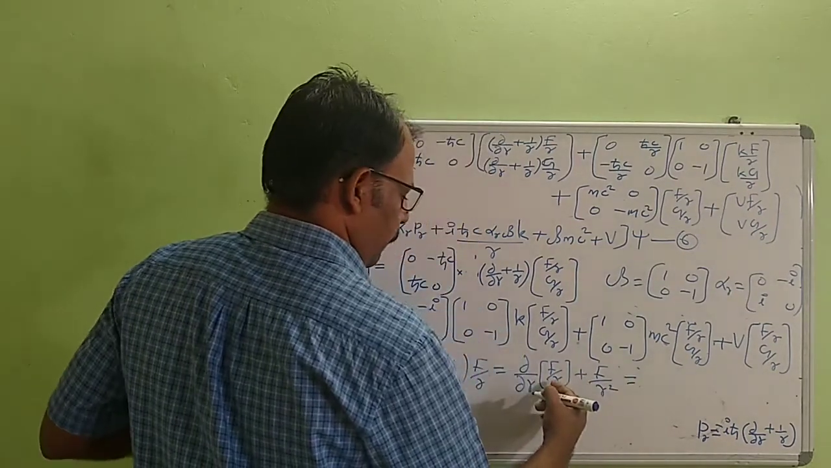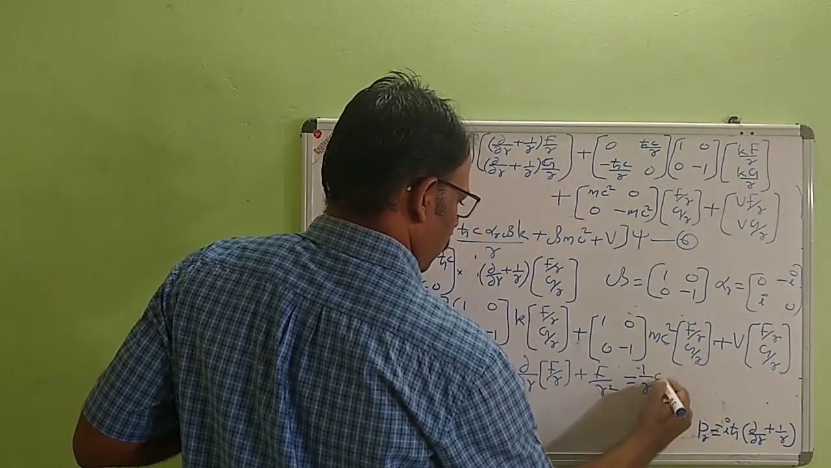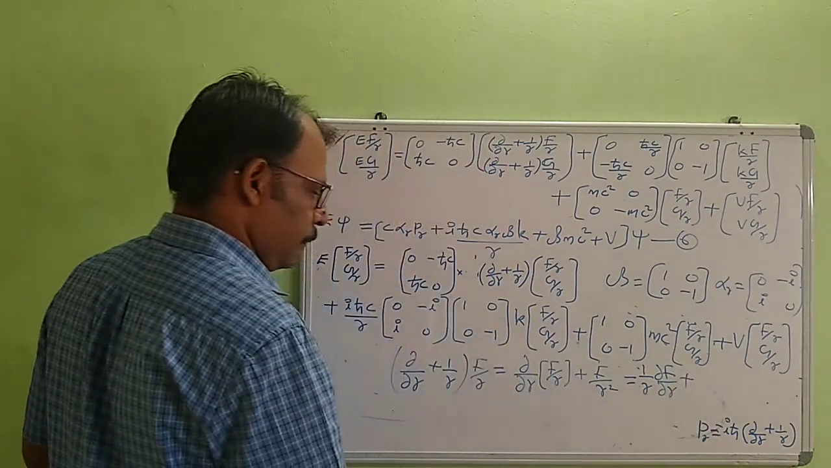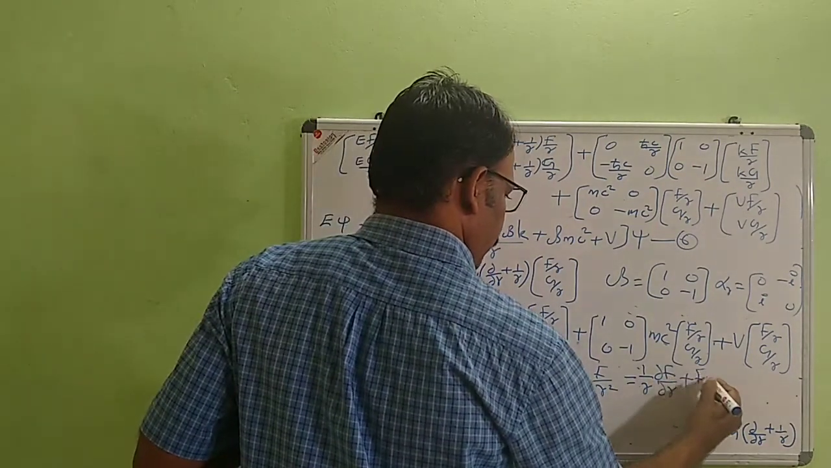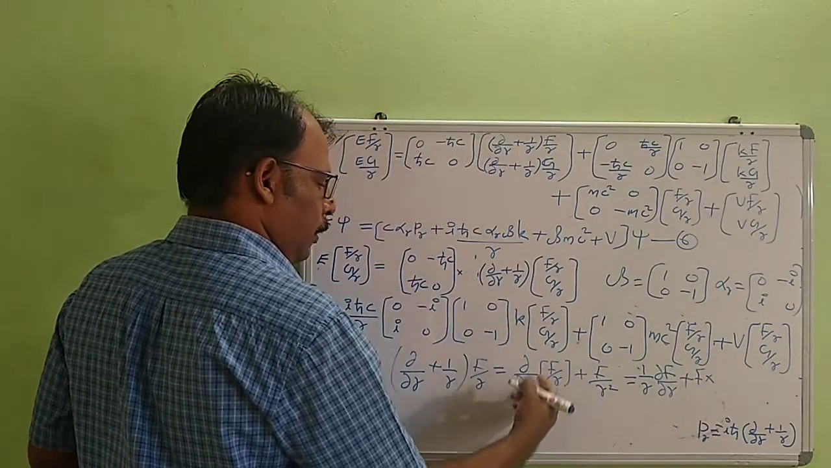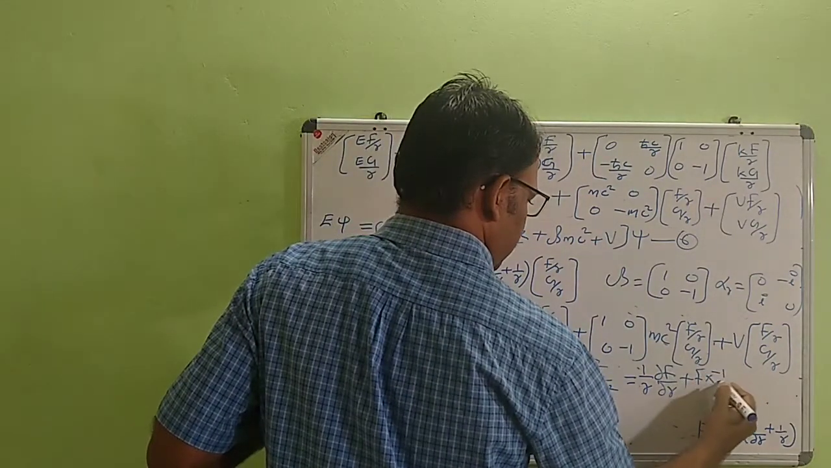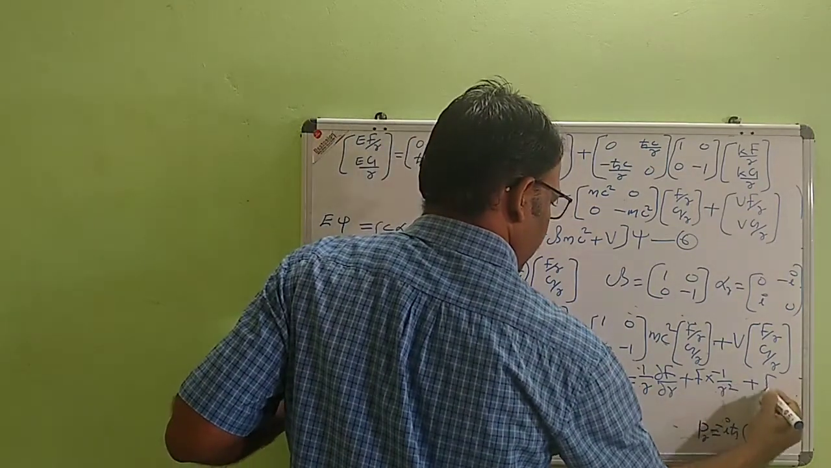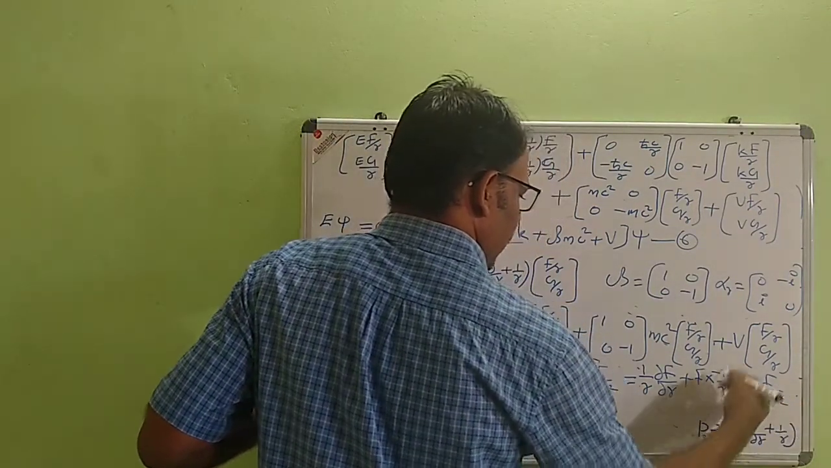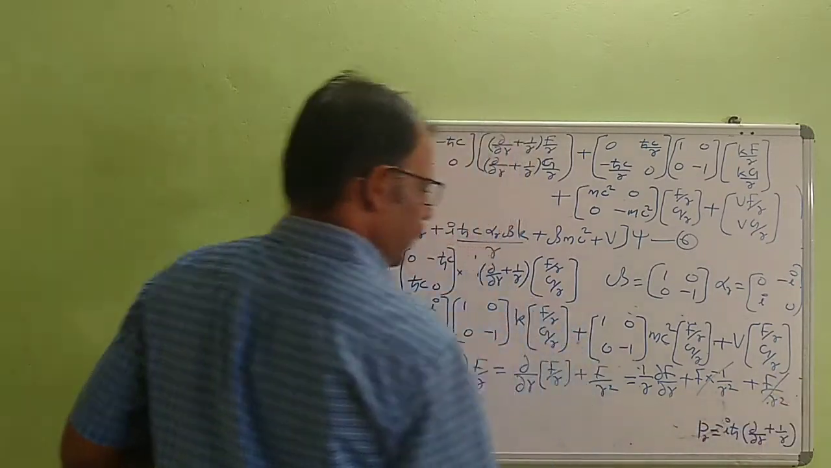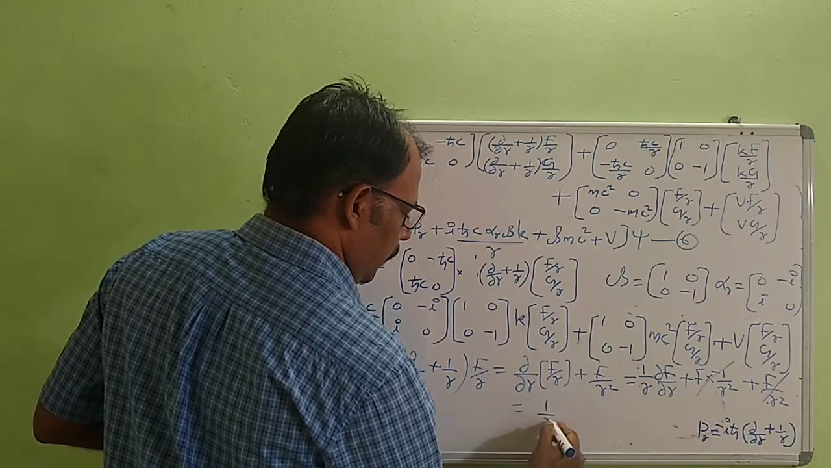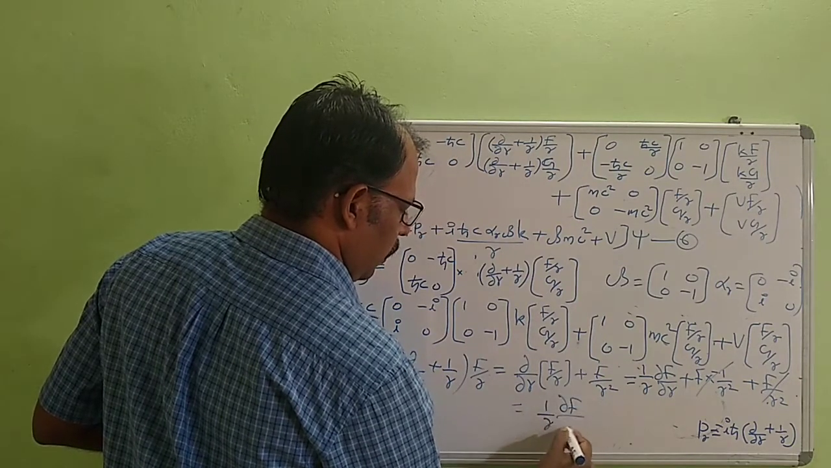That is dou by dou r of f by r, 1 by r into dou f by dou r plus f into dou by dou r of 1 by r. It is minus 1 by r square, so this is minus f by r square. This is plus f by r square. That will get cancelled. So we will be having 1 by r dou f by dou r.